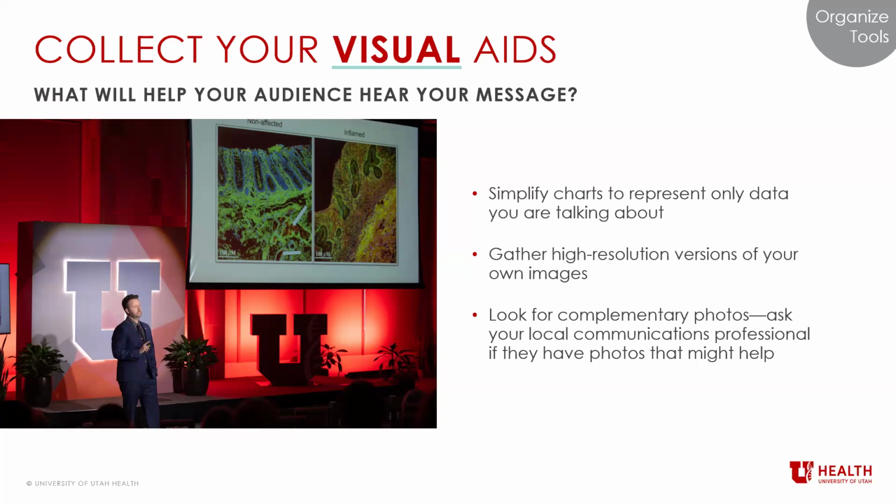Gather high resolution versions of your own images. So if you have your own imagery, like say that you've got some microscopy, make sure that you're using high resolution versions of those. And then look for complementary photos. If you're working at a university, ask your local communications professional if they have photos that might help. We usually have a pretty large library of photos that the public affairs team might have access to, and we'll also have some stock imagery available that might be helpful. So if you think that there might be some images relevant to your topic, reach out to your local communications professional.